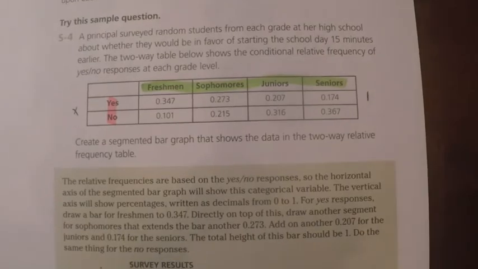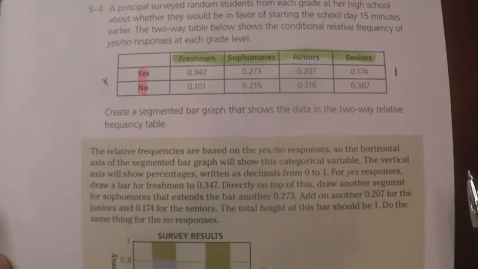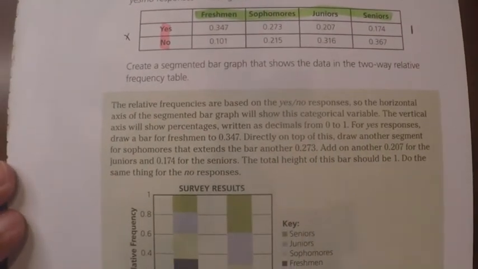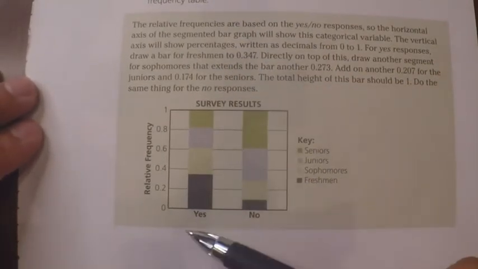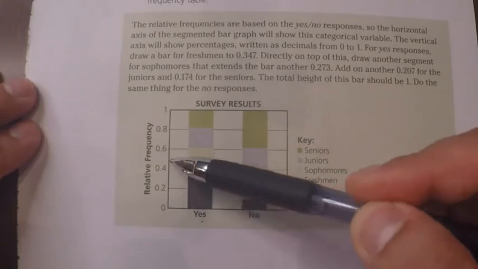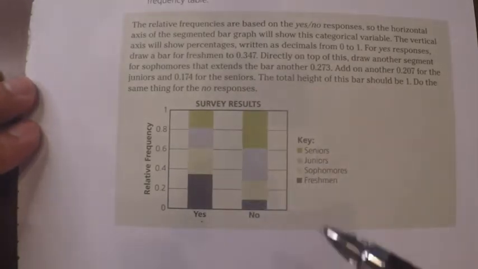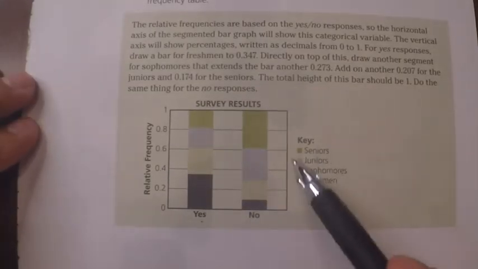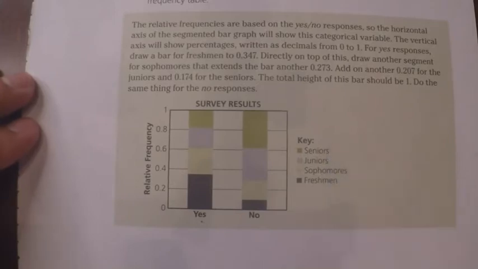So when creating the table here, we take these relative frequencies and we're just graphing them. So we have yes from 0 to 1, and they counted by 0.2, 0.4, 0.6, 0.8. And we've got a nice key over here that shows freshmen, sophomores, juniors, seniors.